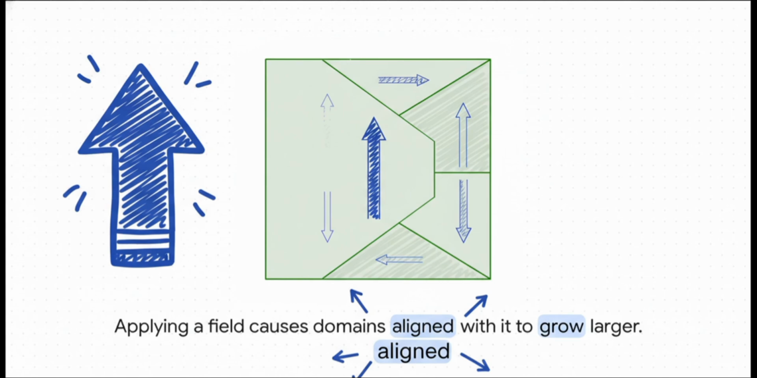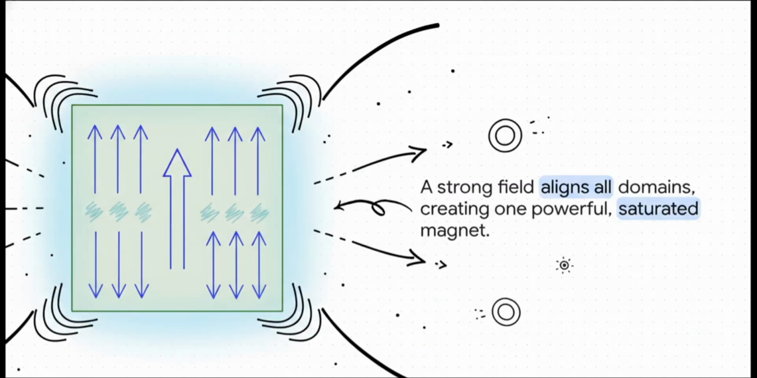All the domains that just so happen to be pointing in the right direction, they start to grow, gobbling up the domains that are pointing the wrong way. The whole material starts to get organized. And if you apply a strong enough field, all the domains line up and merge into one giant superdomain. The entire piece of iron is now aligned, all its tiny magnets pointing in the same direction. And bam, you've got a powerful saturated magnet.